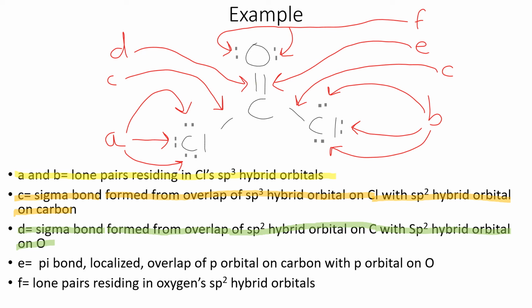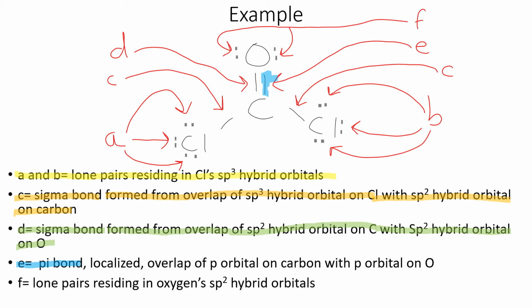Now if we look at electrons labeled E, this would be the pi bond of the two. Remember, double bond, 1 sigma, 1 pi. We just dealt with the sigma. Now we would deal with the pi bond. So the electrons in E are a pi bond.